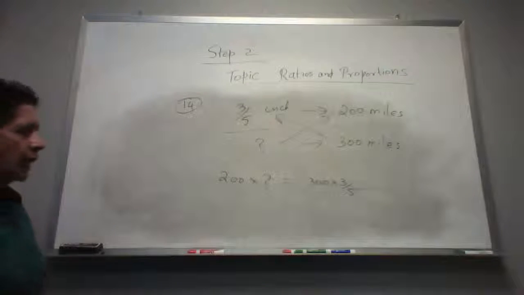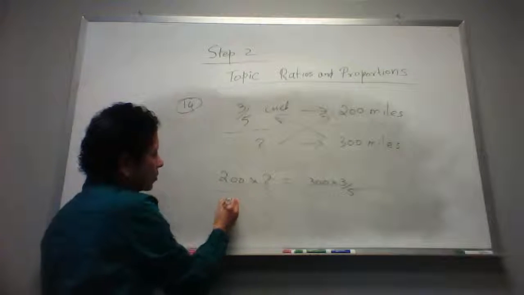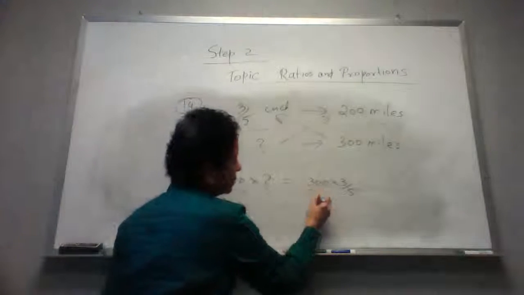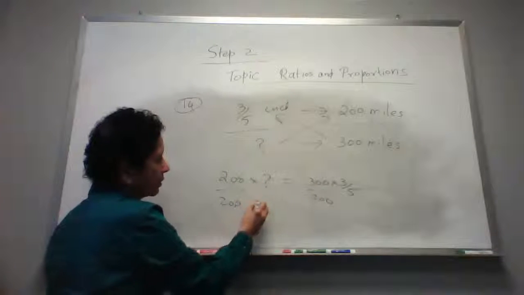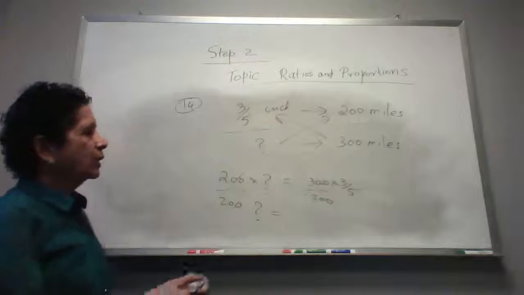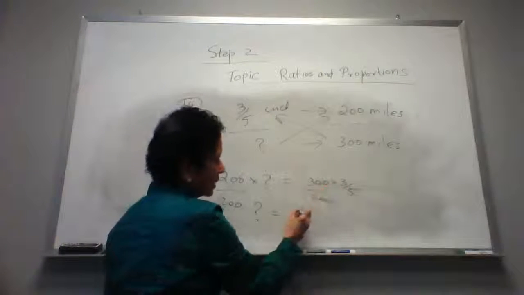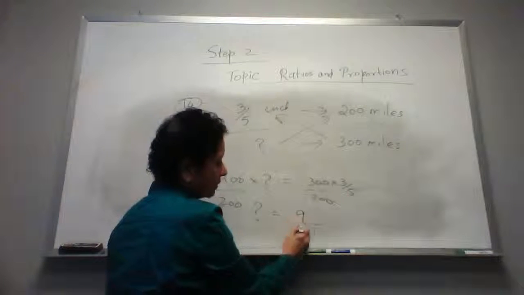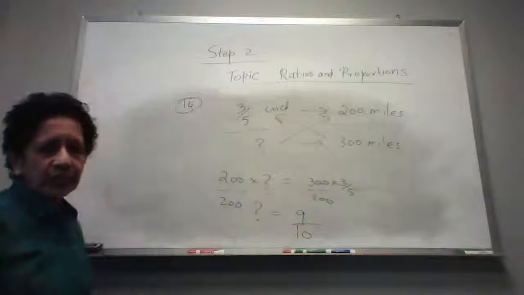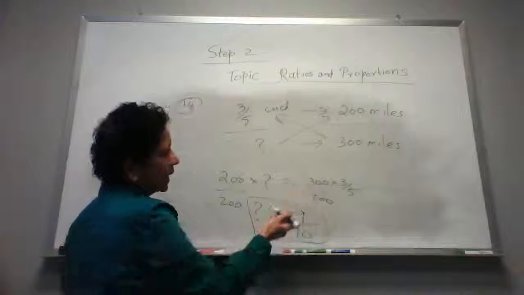So now I don't want this 200, I just want to find the question mark. So on both sides I divide by 200. So that's gone, so I've got question mark, okay? So then you are multiplying two fractions, 3 times 3 is 9, 2 times 5 is 10. That's the answer, 9/10 of an inch. Okay? So you can do this in the calculator.